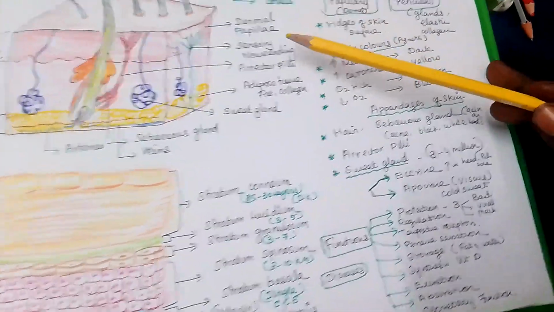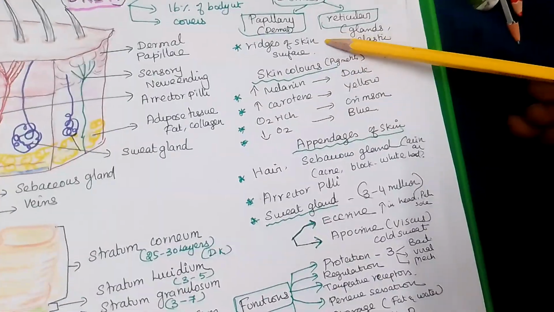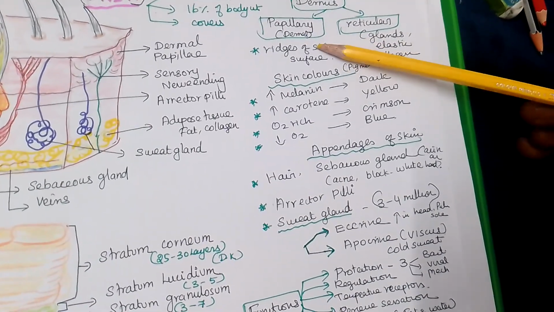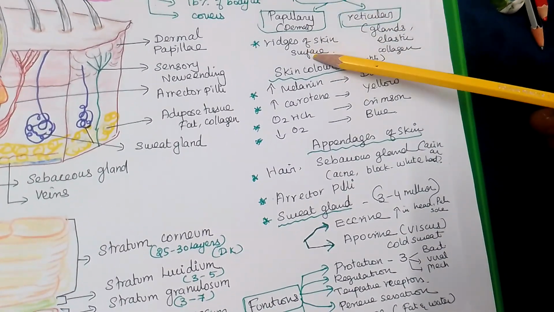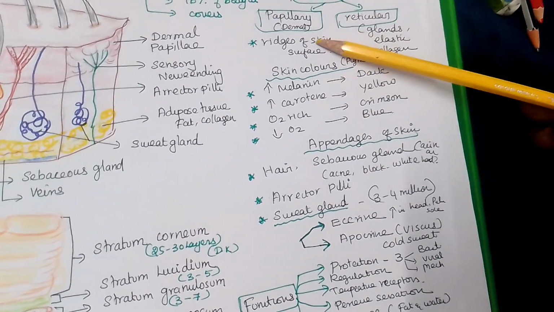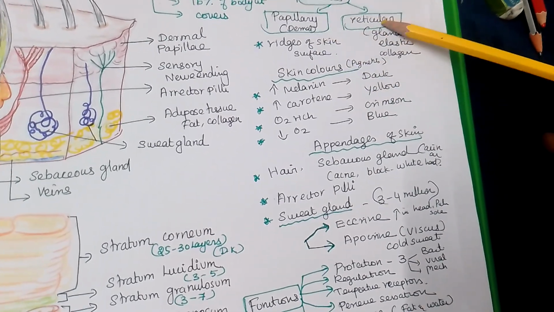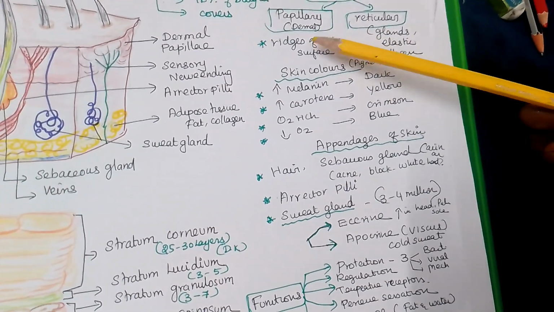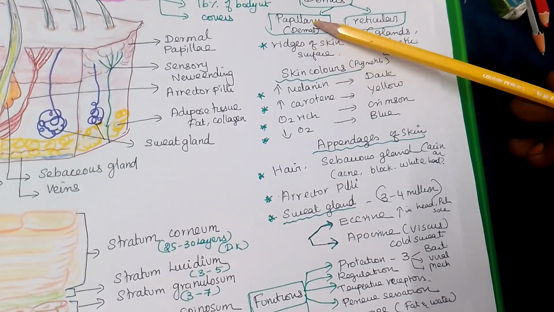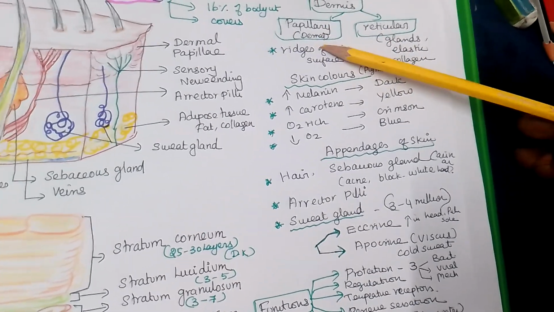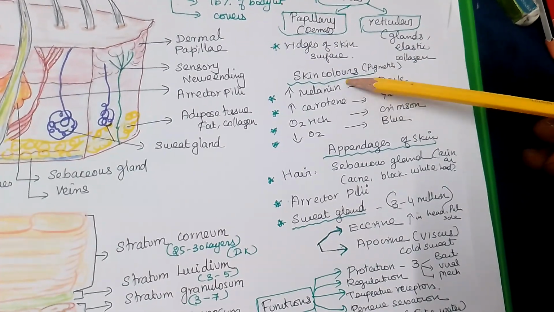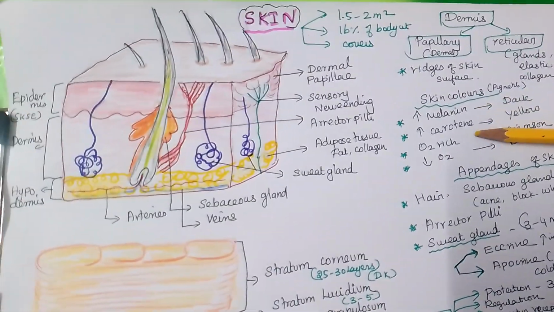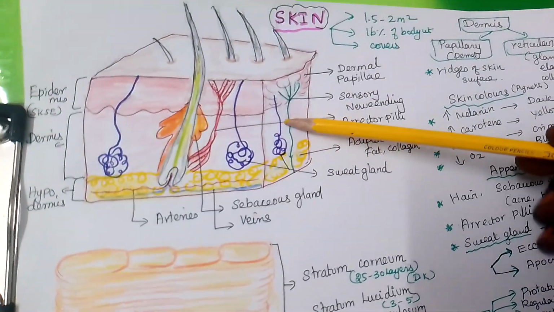If you take the dermis layer, it has two parts: the papillary layer and the reticular layer. The papillary layer has dermal papillae present. The reticular layer has glands present in this surface. The epidermis takes its nutrients from the dermal papillae. Understand? Skin color I will explain before going to this dermal layer. We will see it in this overview of the structure of the skin.